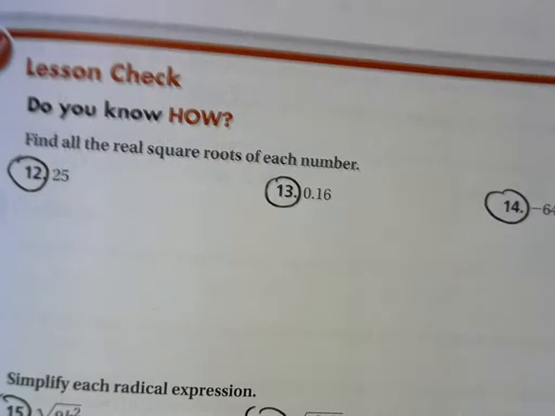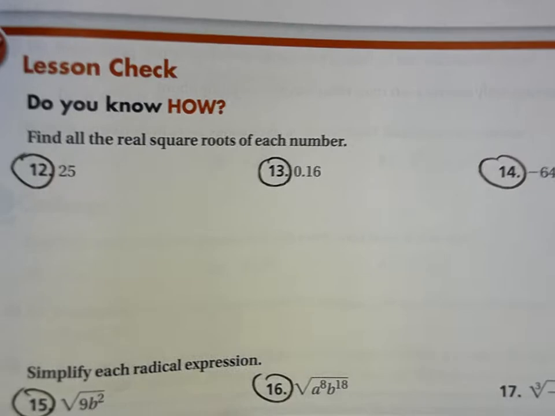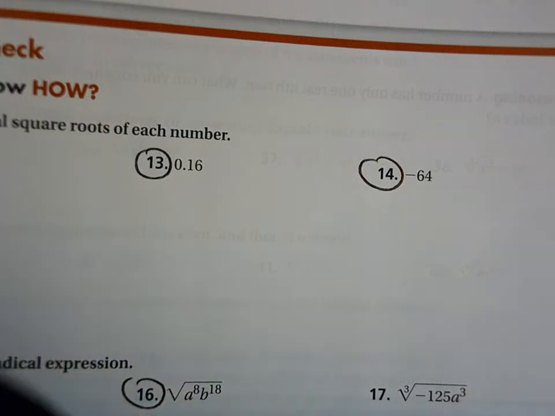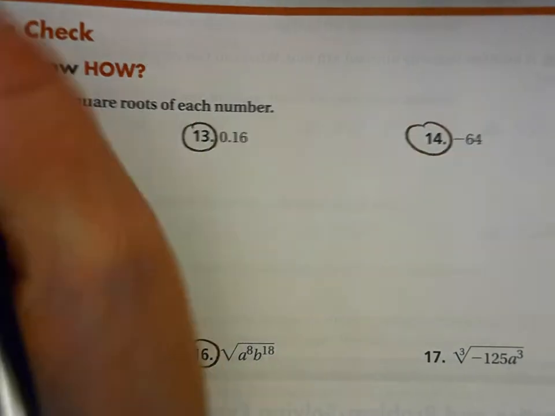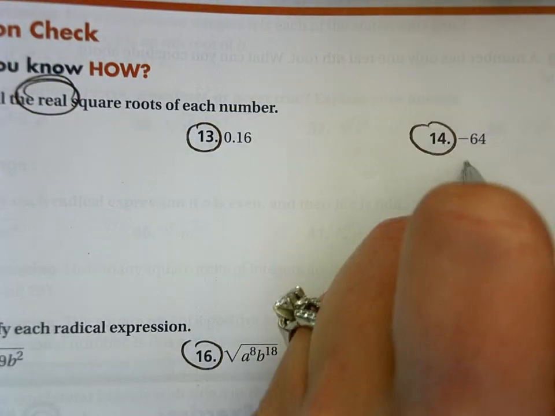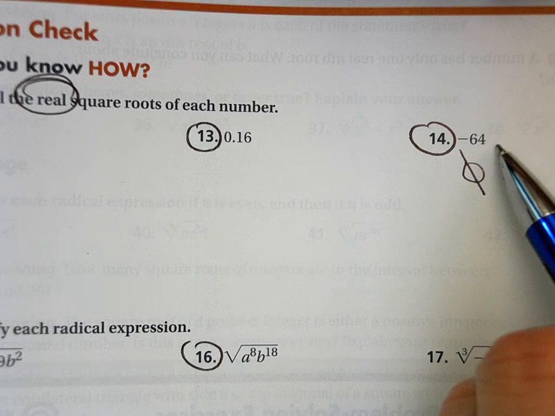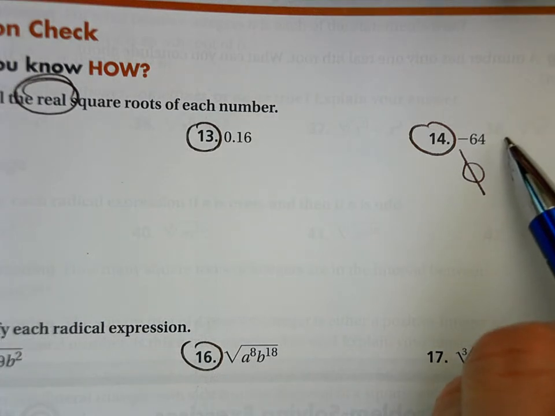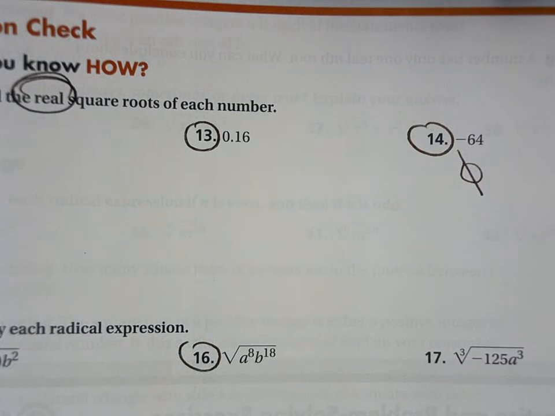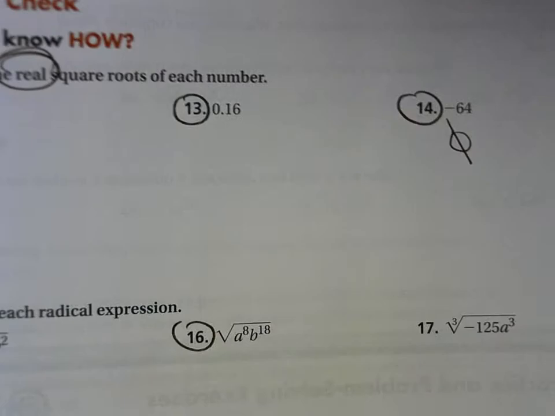And then let's take a look at number 14. So for question number 14, I want to find all the real square roots. Because they're saying real, this would have to be no solution, because there's no real number that when I multiply by itself will give me negative 64. So that would be imaginary, but we're only looking for real roots. Okay. And then let's take a look at number 16.